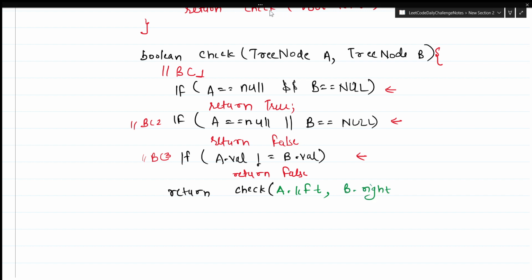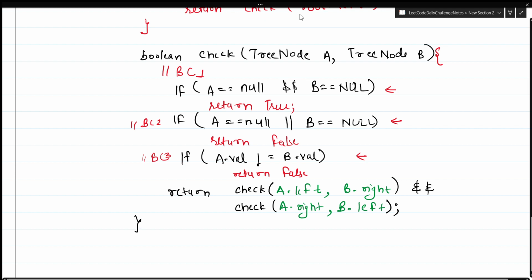And do I need to end here? No, I need to check the right side as well. Okay, so I will do an AND operation with check of A dot right, and if I'm going in the right direction of A, then I need to go into B of left. Okay, so that's it. My check function is completed.